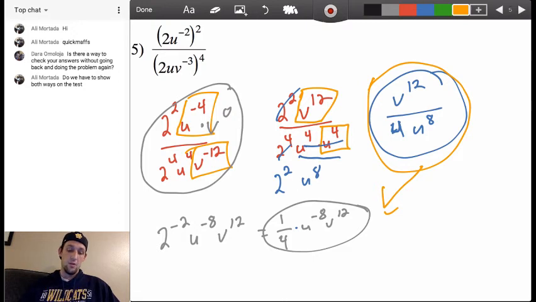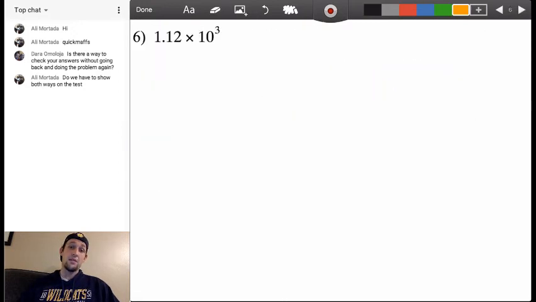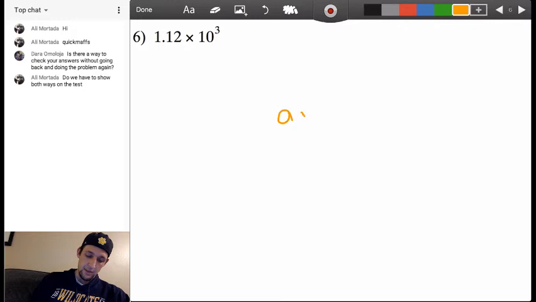Guys, the rest of the unit was all scientific notation, and it's the one thing that I really didn't talk about a lot in terms of exponent rules. But the rules are really pretty simple. Everything will look like this: A times 10 to the n.